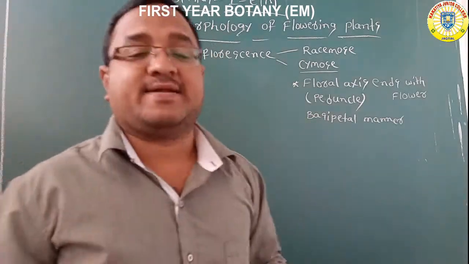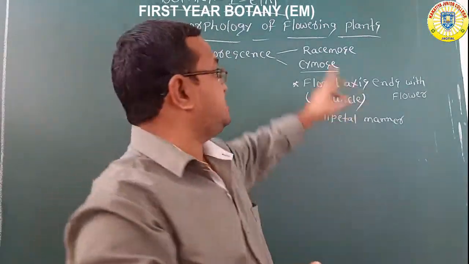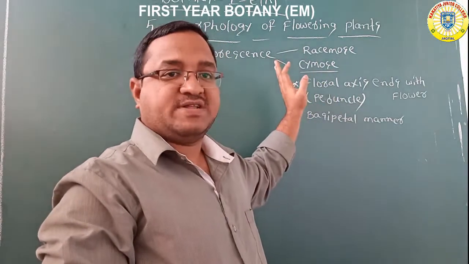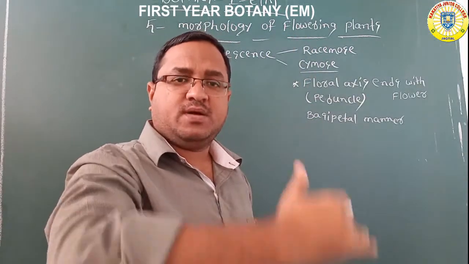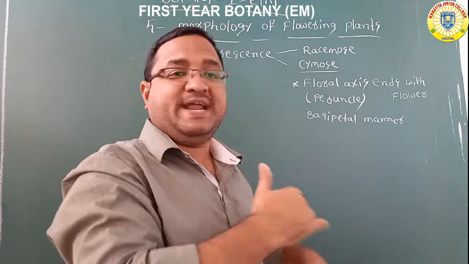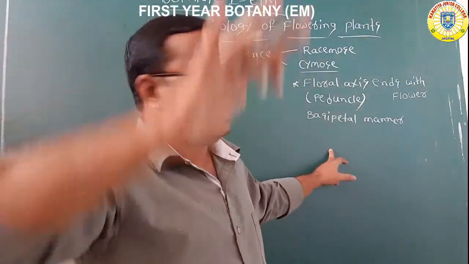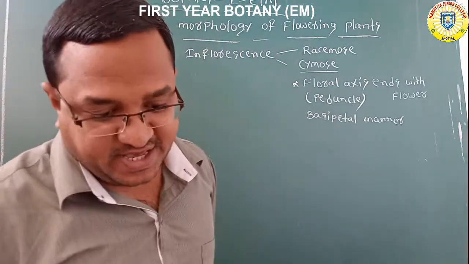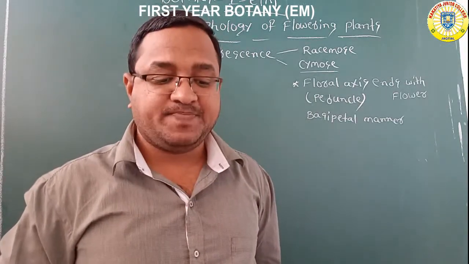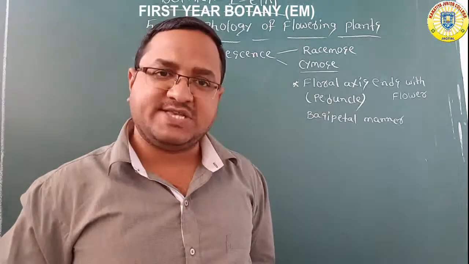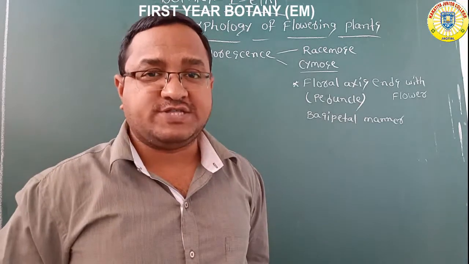But what is the basipetal manner? Basipetal means top to base, top to bottom. Whereas in the racemose we saw flowers are arranged in acropetal manner. Acropetal means base to top. But here basipetal means top to base. Flowers are developed from top to base. And also here you can see the peduncle, the floral axis, may be either branched or unbranched. So this type of inflorescence is called cymose inflorescence.